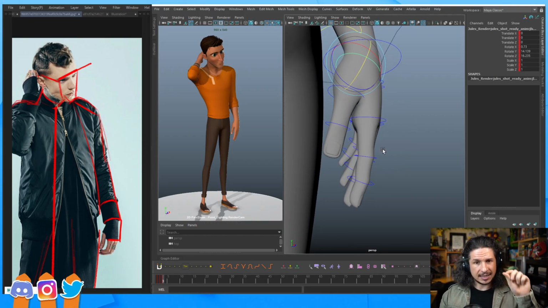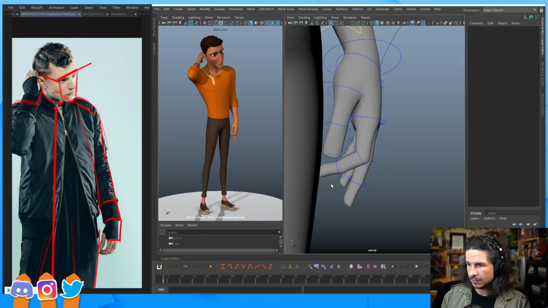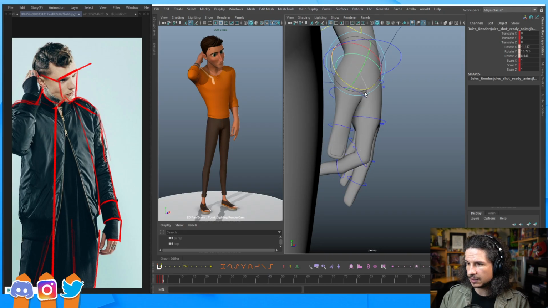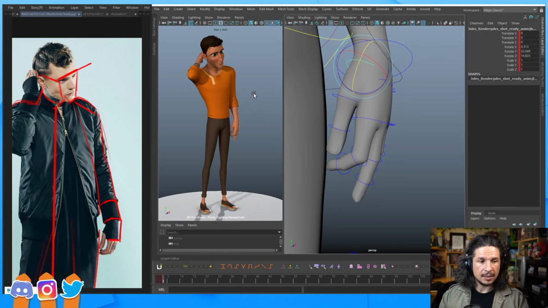Now he's kind of doing this with his hands. He's pinching a little bit. So let's get that finger bent in a little bit, and get that thumb back into place there. Okay. So something like that.